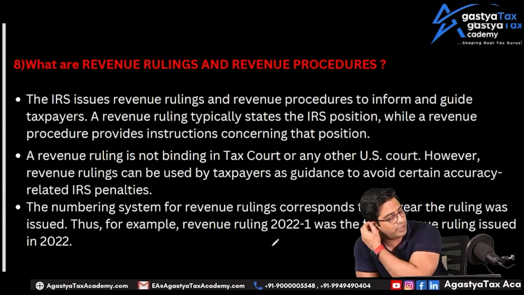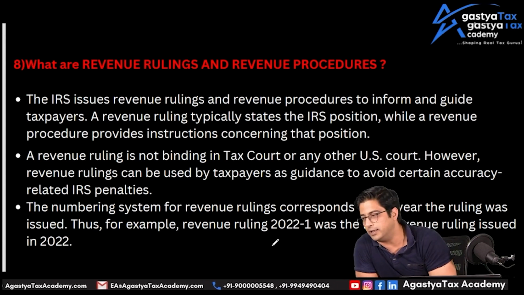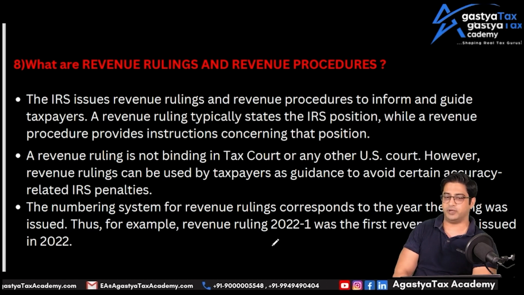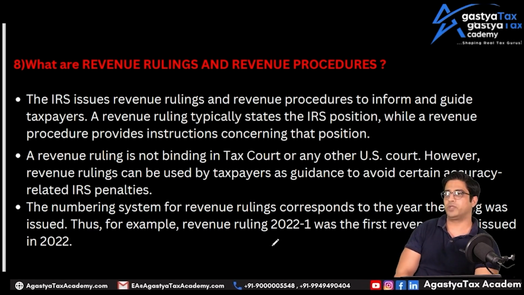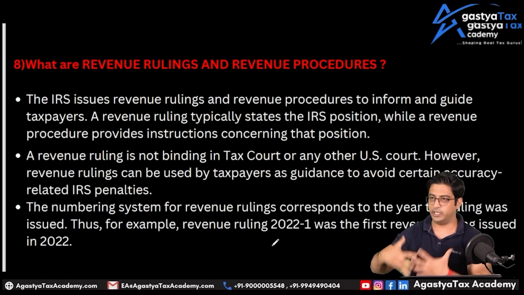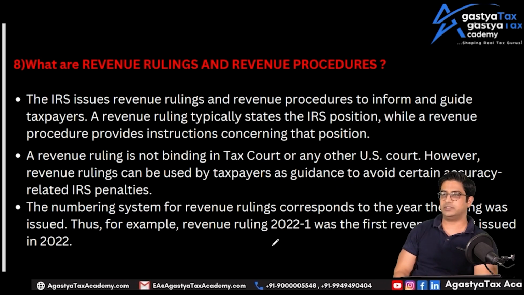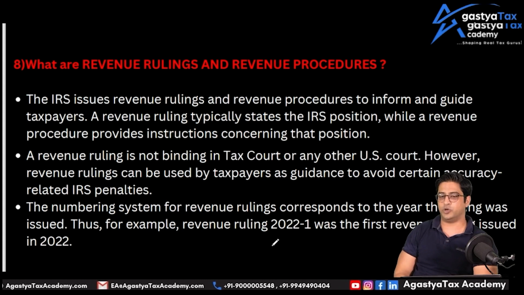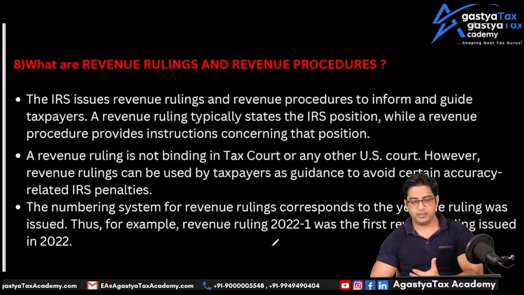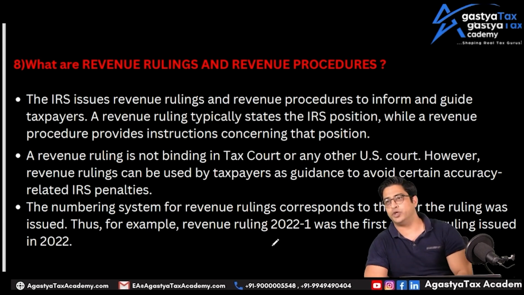Trust fund recovery penalty is a 100% penalty, like you are an employer and you have withheld taxes of your employee throughout the year, but you are not remitting it to IRS, you are keeping it to yourself. So that is trust fund recovery penalty. So all those accuracy related penalties can be avoided if you take revenue ruling as a guidance.